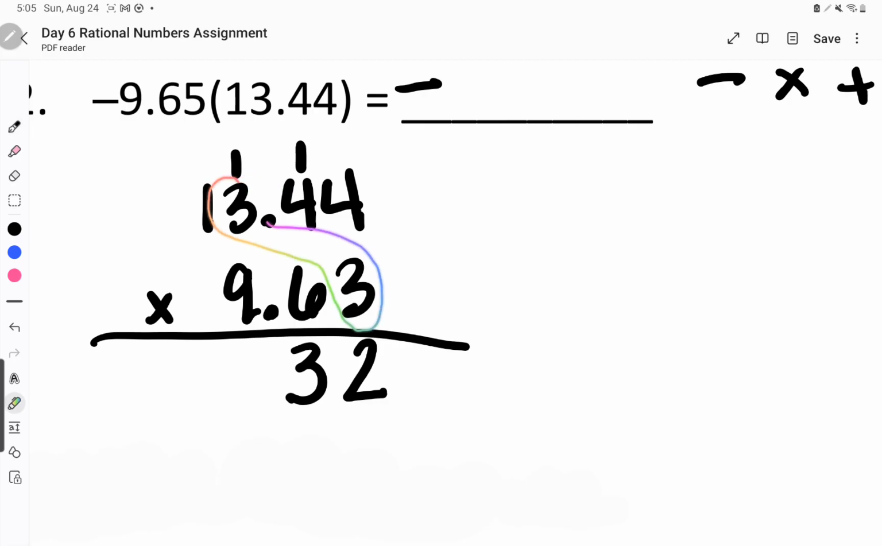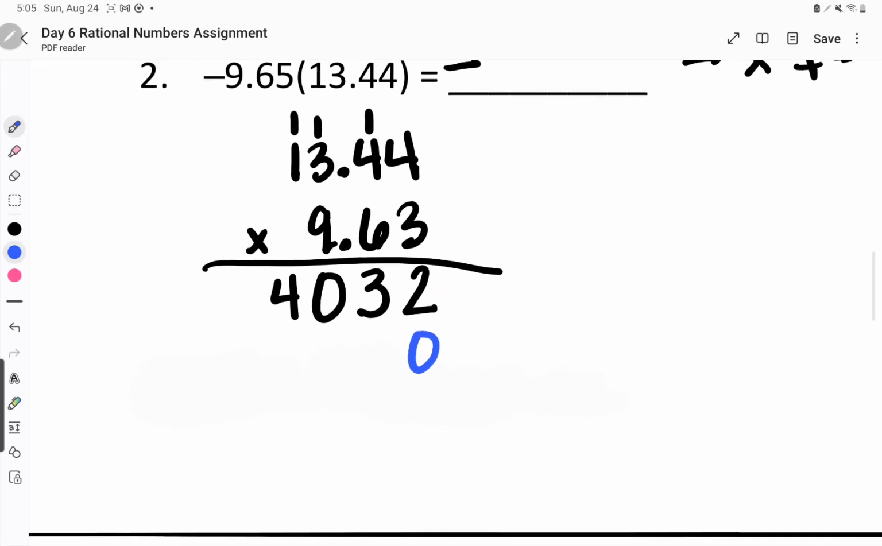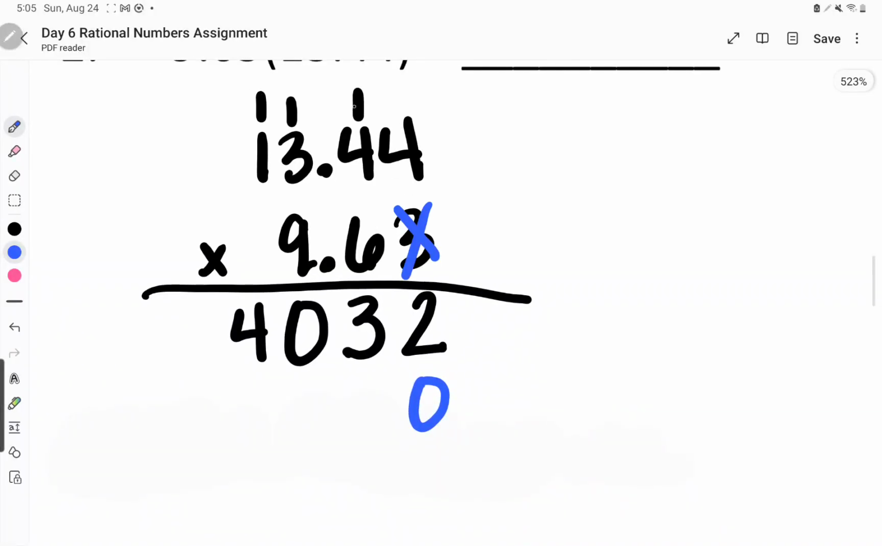Then I have 3 times 3. 3 times 3 gives me 9, and then I have to add the 1 that's up here at the top. So I have 3 times 3, which gives me 9, plus 1, which gives me 10. So I write down a 0, and I carry my 1. Then I have 3 times 1. 3 times 1 gives me 3, and then I add the 1, and that gives me 4. I'm on my next row now. When I get to the second row, what do I have to add before I continue multiplying? A 0. I finished with this 3, I finished with that 1, and that 1.